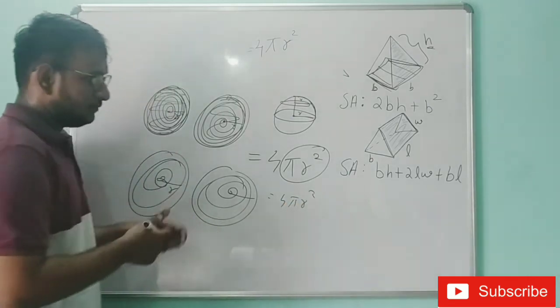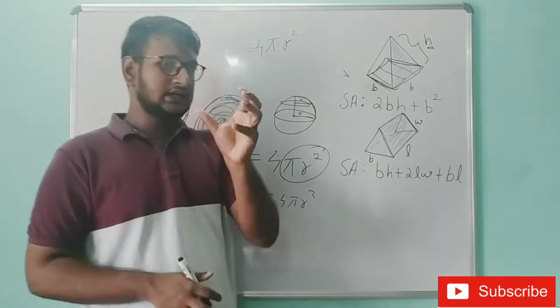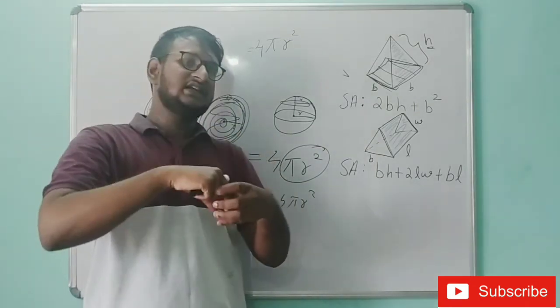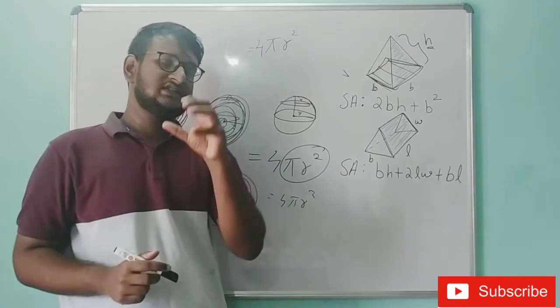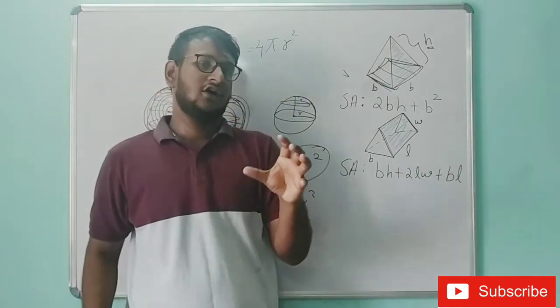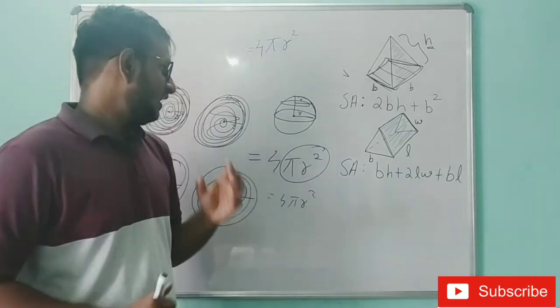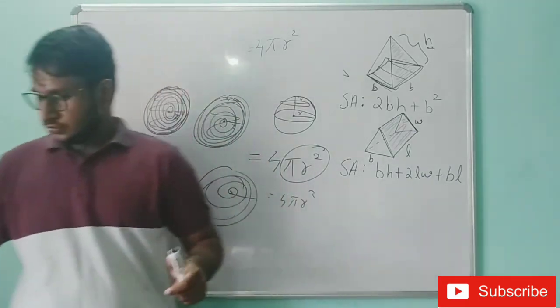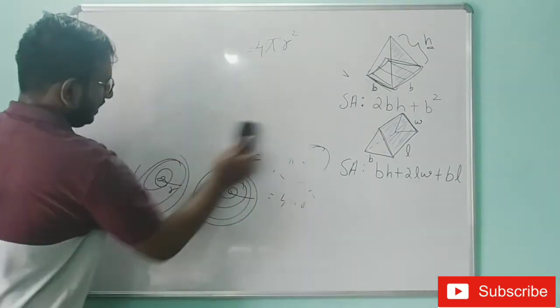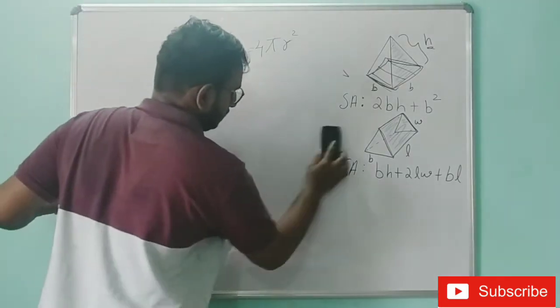So there is another method where we use the cylinder. We place the sphere inside that cylinder and use the cylinder formula to calculate the total surface area of the sphere. I will explain that also. So this is one step. The other one I will explain now.